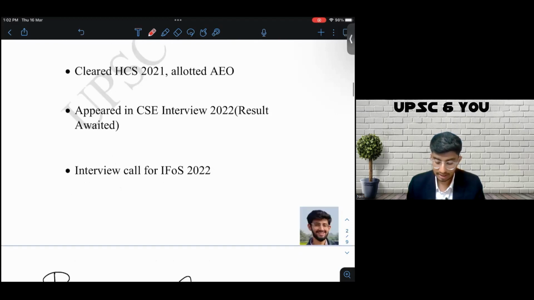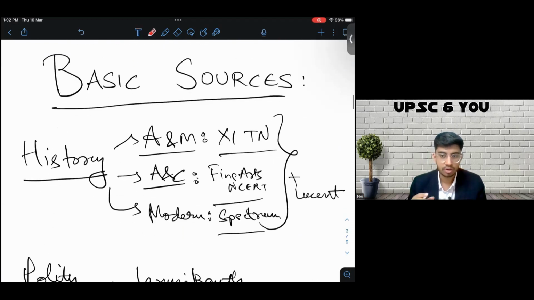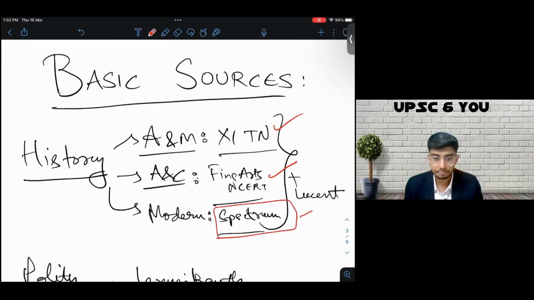So let's come to the task at hand. Let's focus on basic sources. For me, you just need to stick to one source for one topic and then fill in the gaps using previous question analysis. And these are as simple sources as you could get anywhere in the market. For history, ancient and medieval, you just need to focus on class 11th Tamil Nadu. That's it. For art and culture, you just need to stick to fine arts NCERT. And finally, for modern Indian history, you will just have to stick to Spectrum. Going beyond these sources will have a very poor return on investment at this point in time.